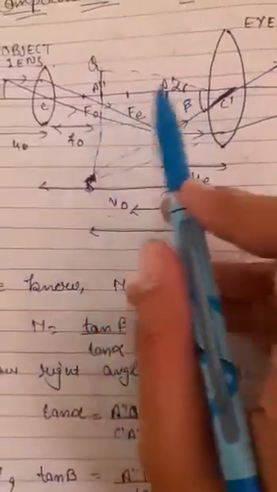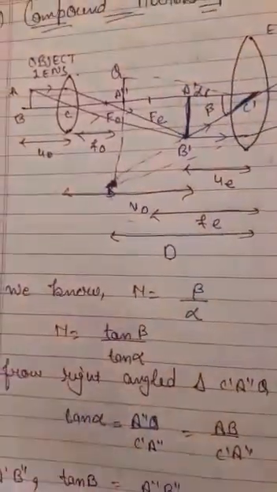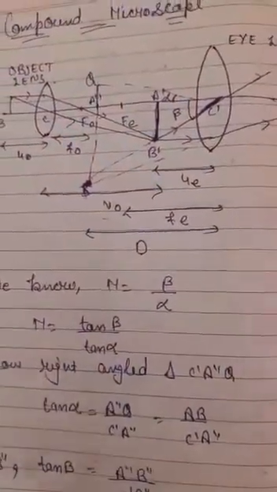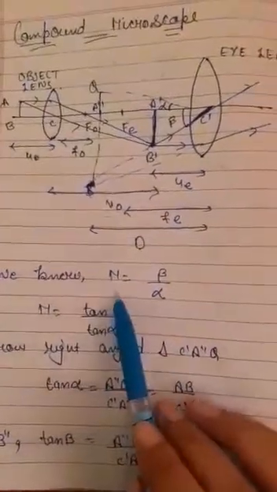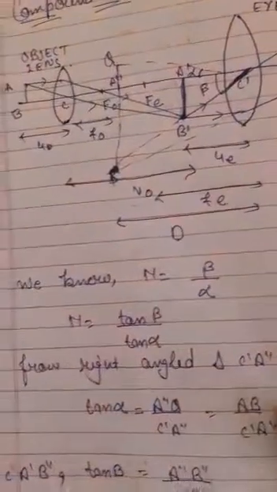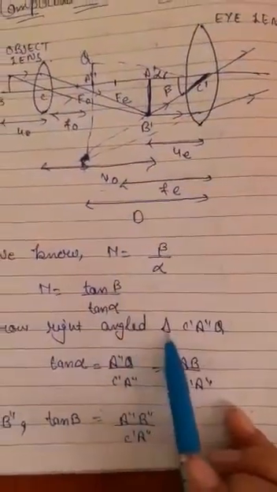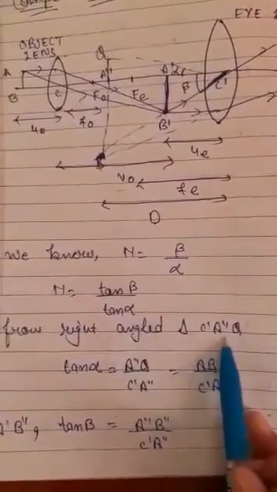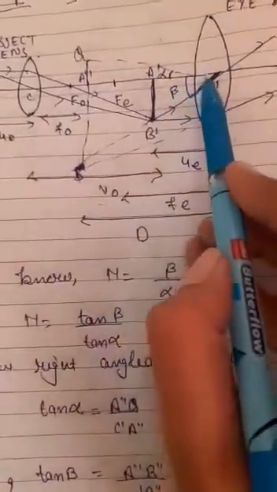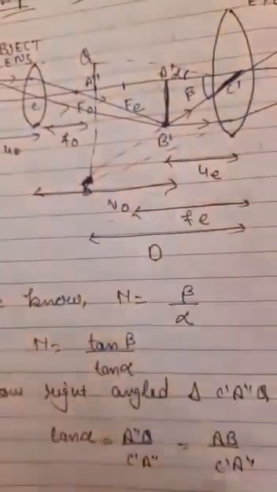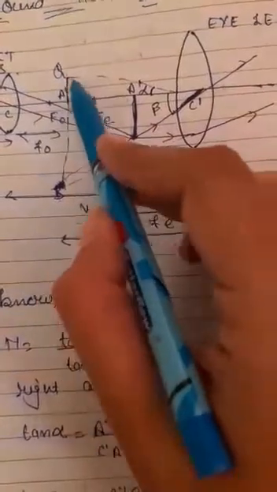We have a number of triangles over here, from which we will find tan beta and tan alpha, and at the end we will get the relation. We know magnifying power is equal to beta upon alpha. For small angles I can take tan beta and tan alpha. Firstly I have taken the right angle triangle C dash A double dash Q. This triangle I have taken for tan alpha.